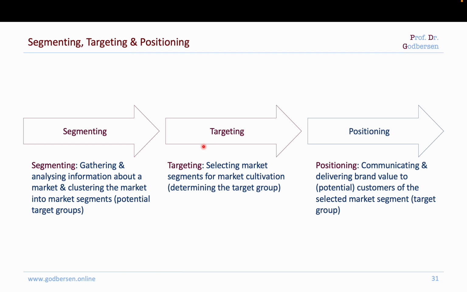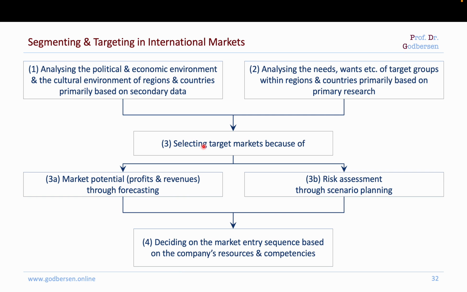Let's go into the process, what you do in segmenting and targeting international markets. You should analyze the political and economic environment of your target markets and the broader global situation, plus additionally the cultural environment. And you look at regions and countries across the globe. For this, you primarily use secondary data. Secondly, you need to analyze the needs, wants, lifestyles, etc. of your target group within the aforementioned international regions or countries. For this, you normally need primary research.